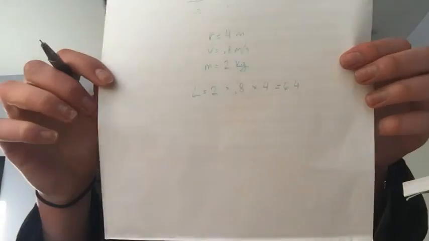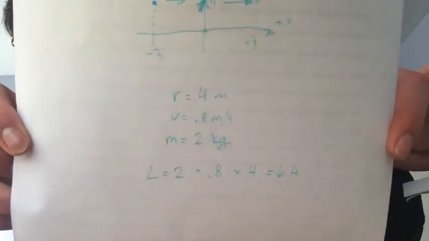So our formula for angular momentum is mvr, so we're going to multiply all that together. So 2, that's the mass, times 0.8, our velocity, times 4, our radius, and that is equal to 6.4. So here's the math I did just now, if you can see that. So yeah, this is equal to answer D on the multiple choice, so we know that that is correct.